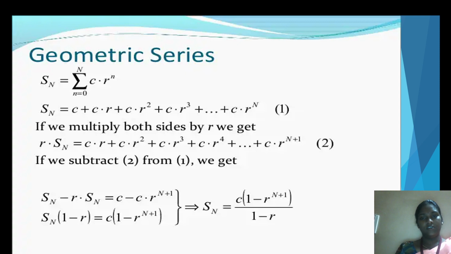The last term is C into R power n plus 1. So if you take Sn common on the LHS, you will be left with 1 minus R. On the RHS, if you take C as common, you will be left with 1 minus R power n plus 1. Therefore, Sn equals C into (1 minus R power n plus 1) divided by 1 minus R. This helps to solve problems in terms of a common ratio, that is, where the values are continuously repeating. So this helps you solve this type of problem.